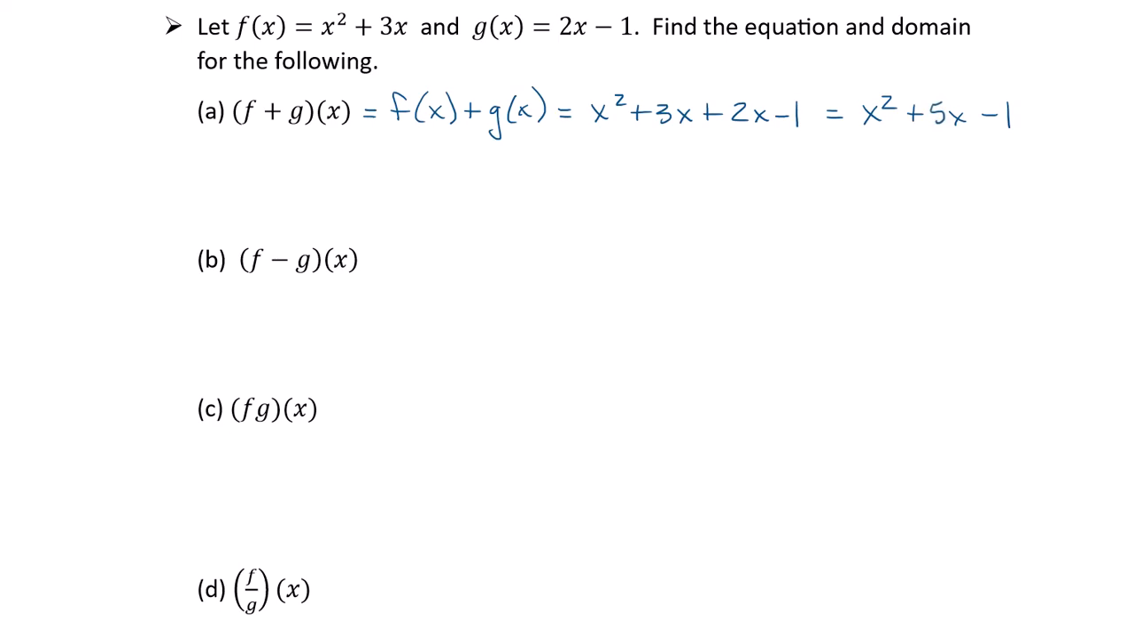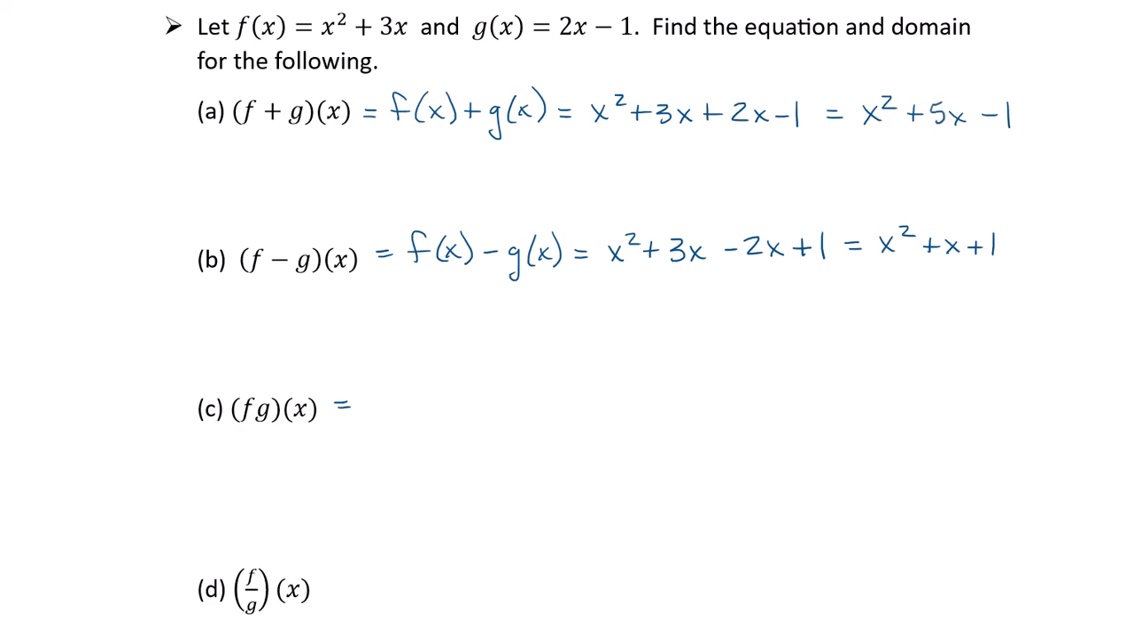f minus g of x is defined as f of x minus g of x. Again, we have to be just a little careful. After we've written f of x, we need to remember that we are subtracting all of g of x. So we're needing to subtract 2x and subtract negative 1, making that a plus 1. Again, collect like terms to simplify.